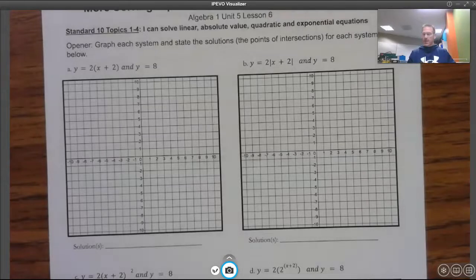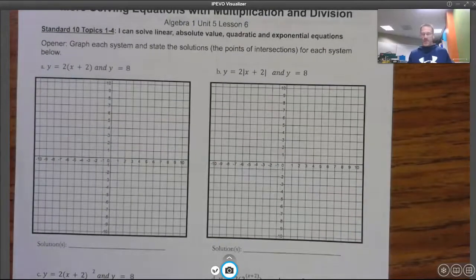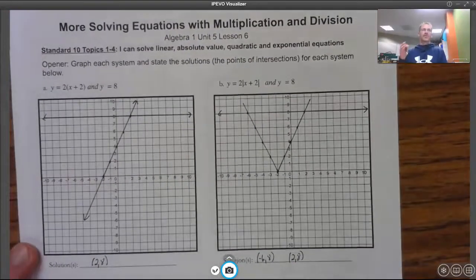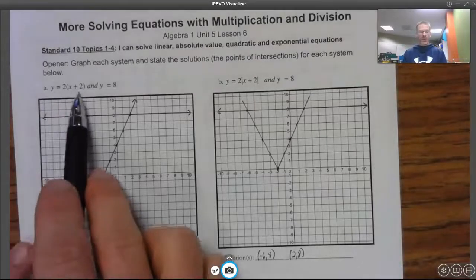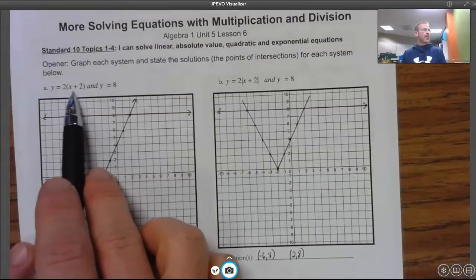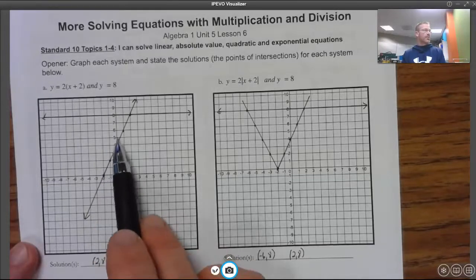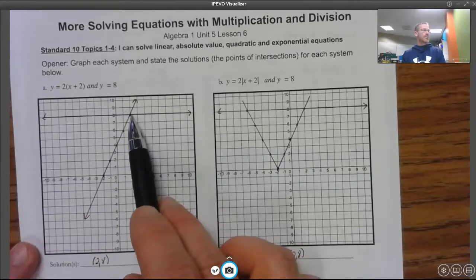All right, so let's take a look. On parts A and B, we talked about this: work with identifying your function first, whether you're graphing, solving, whatever. So we have a linear function here. My starting point is (-2, 0). I have a slope of 2 over 1. y = 8 is a horizontal line. There you go. So you can see that our solution is (2, 8).